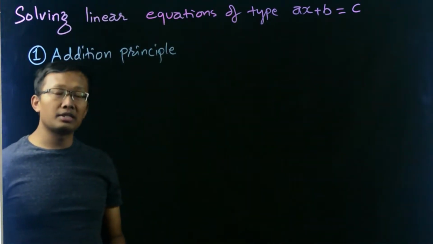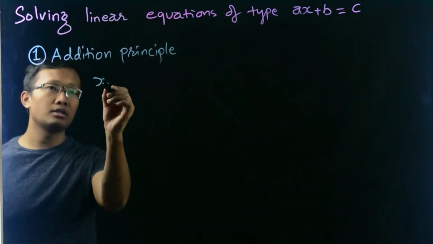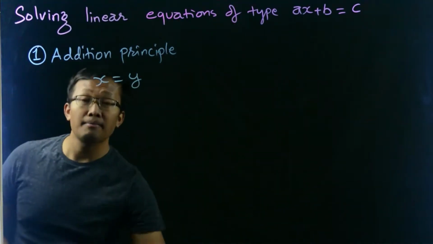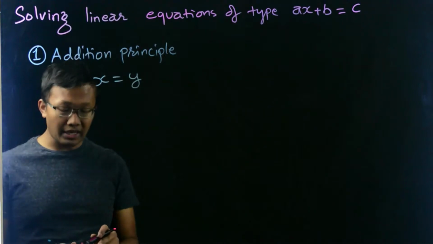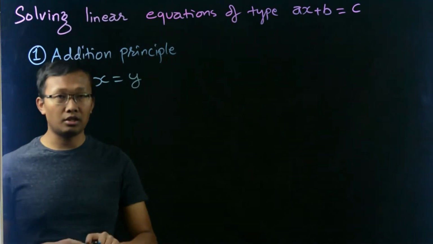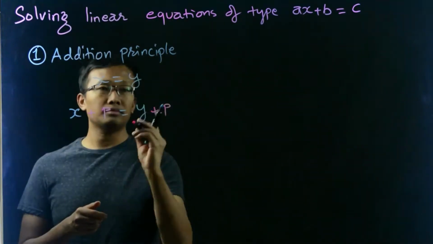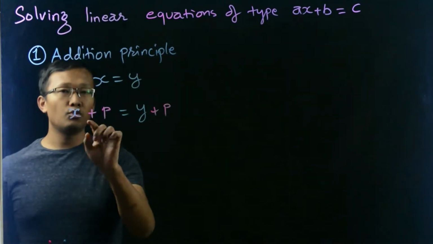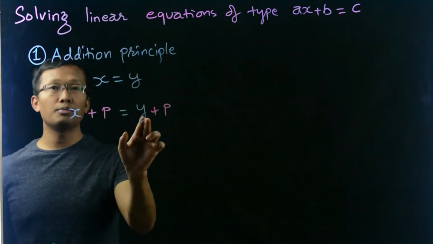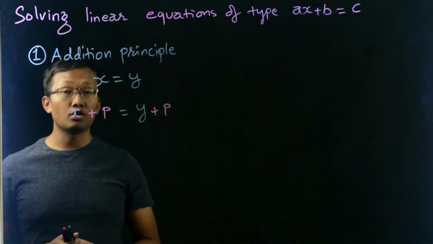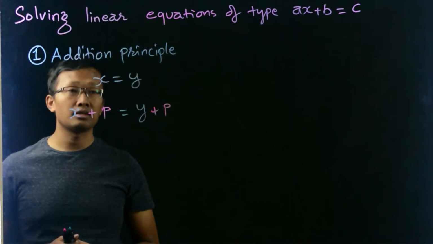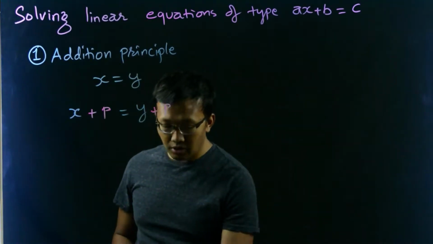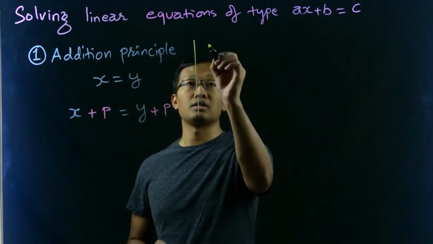This addition principle says that if we have an equation, then adding the same real number on both sides doesn't change or modify the equation. Let's suppose p is a real number and we add p to both sides of this equation. Then the solution of this equation doesn't change. By this principle, we will be able to solve these kinds of equations.